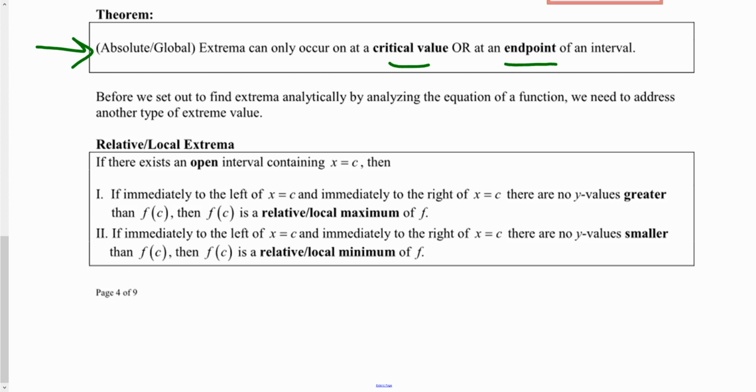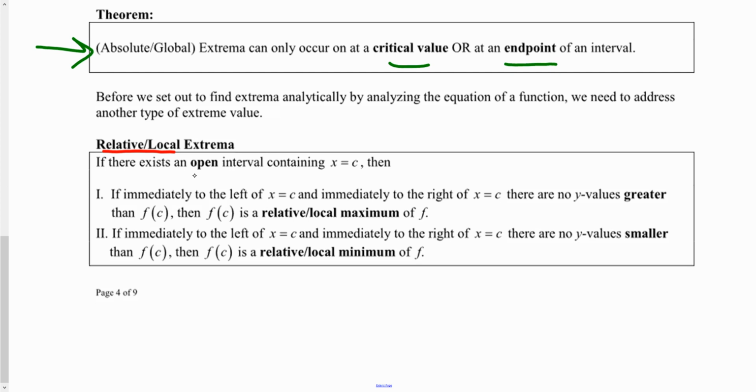Okay, so we're continuing on here. We're going to talk about relative or local extrema today. Relative and local. Notice there's not parentheses here. You have to state that. If I just say extrema, I'm talking about those absolute or global ones.